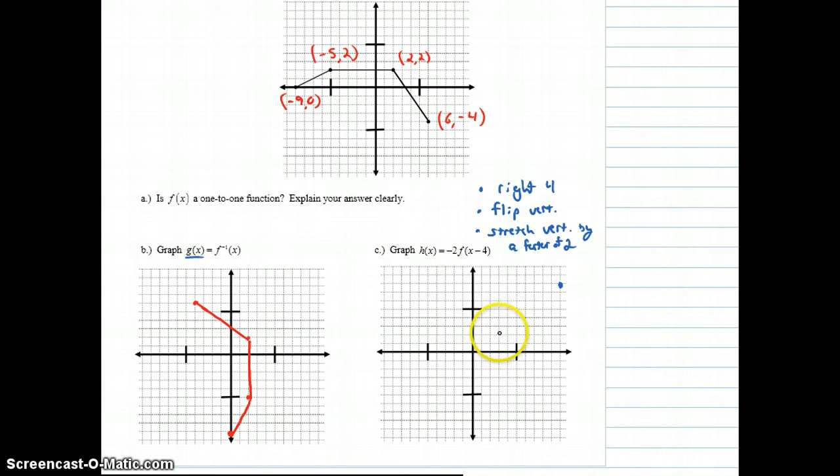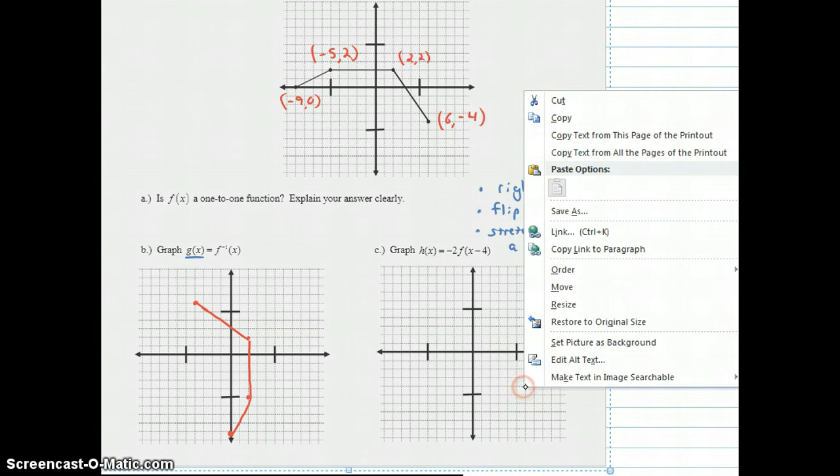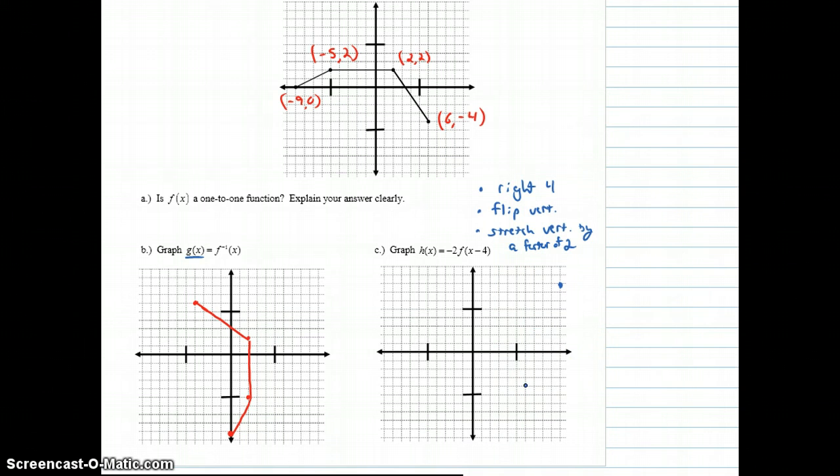The next point at 2, 2. I shift it to the right 4 units. I flip it vertically to put it at negative 2 and stretch it by a factor of 2, putting it down to negative 4. The third point, negative 5, 2. Back 5, up 2, shift to the right 4 units, flip it vertically, and stretch by a factor of 2.